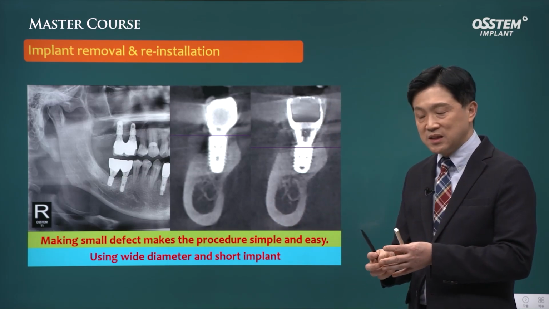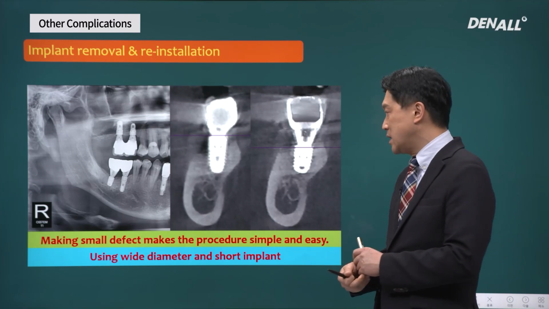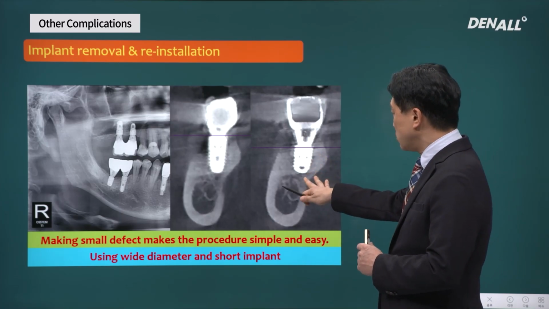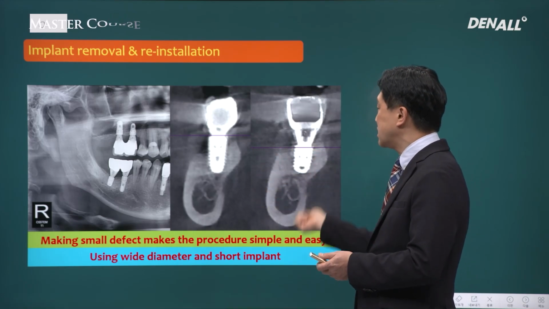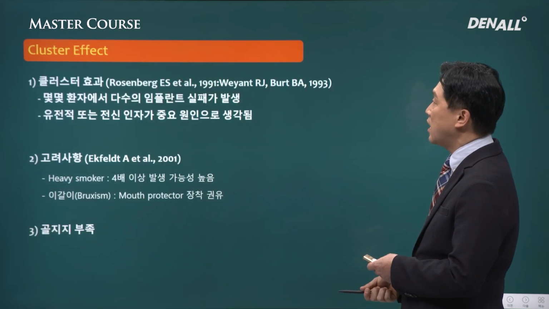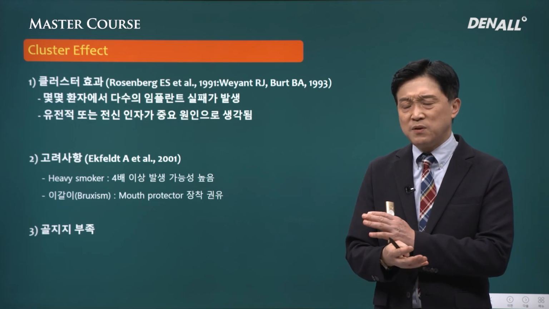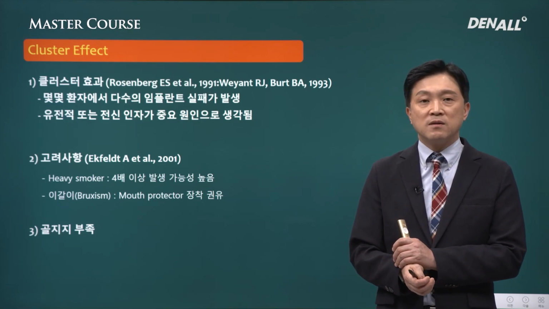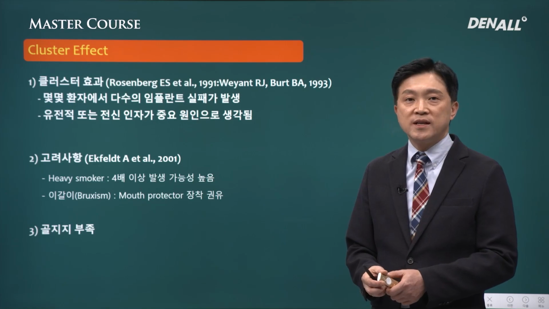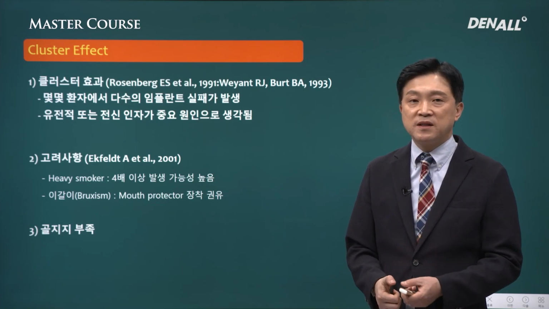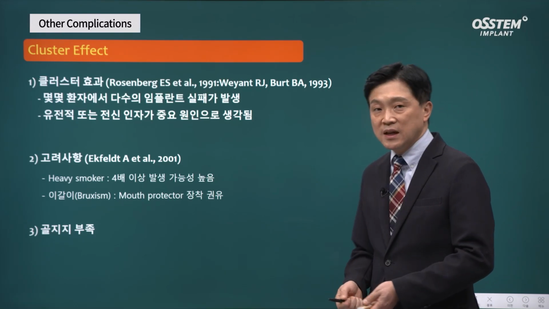When you do implant removal, making a small defect can simplify the entire process. A short and wide implant can be used for easy implant replacement. At times, it may be absolutely necessary to use trephine drills, such as when there is implant fracture. However, in other cases, if you use kits like the EFR kit, you'll be able to make a smaller defect after implant removal. This would make the subsequent procedure easier.